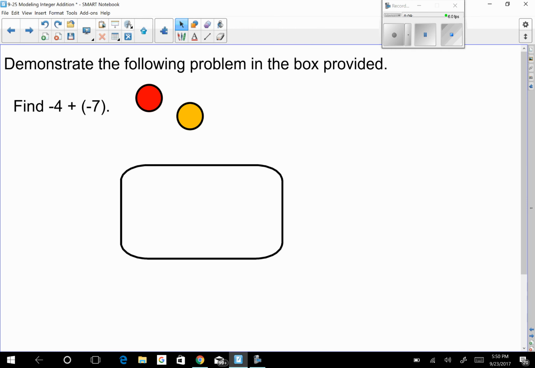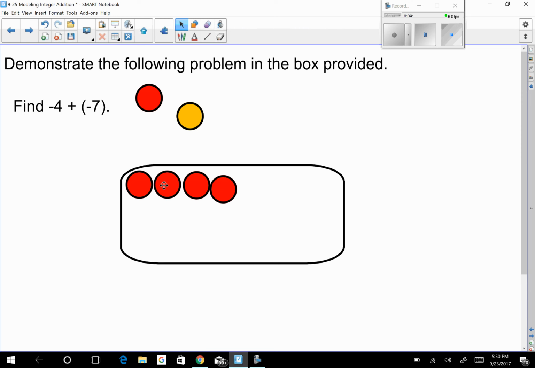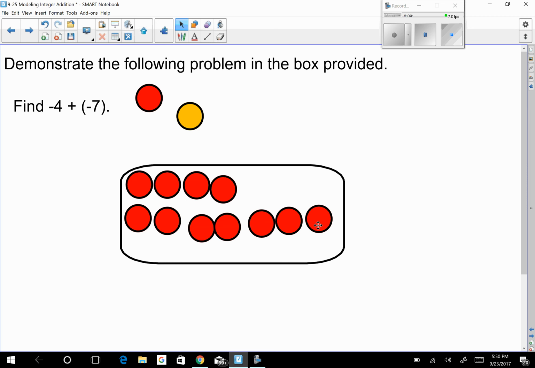Okay. -4 plus -7. So -1, 2, 3, 4, together with -7. So 1, 2, 3, 4, 5, 6, and 7. So you have 11 negatives. So -4 plus -7 is -11.